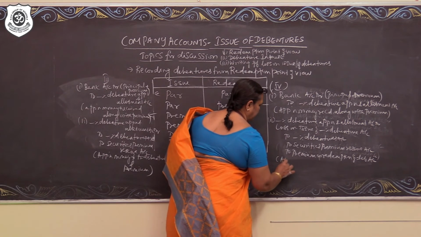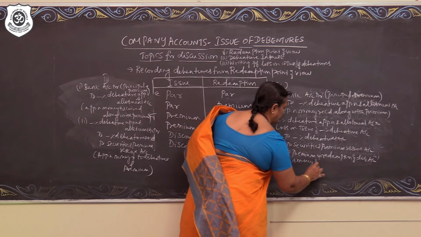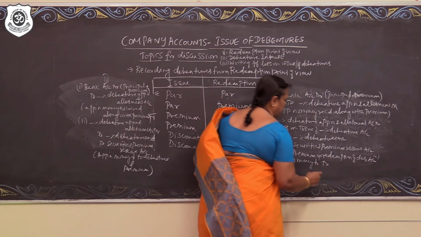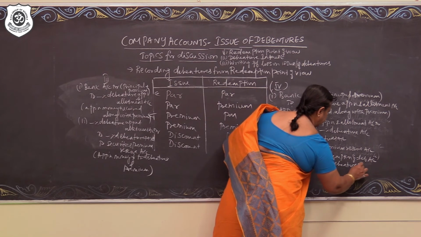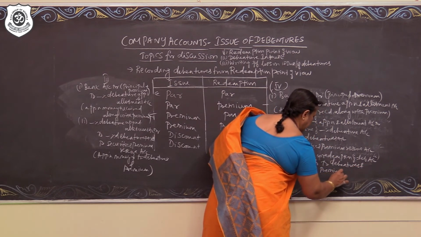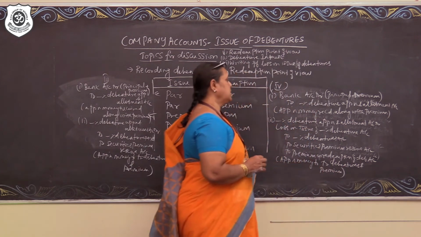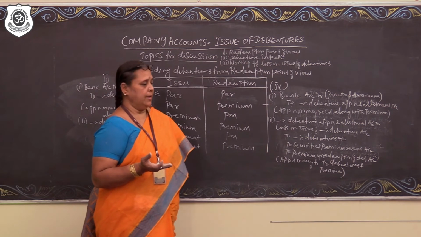So, application money transferred to debentures and premium. So, this is case 4. So, you will have 2 debits and 3 credits.